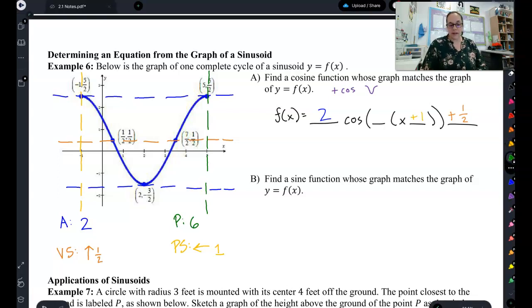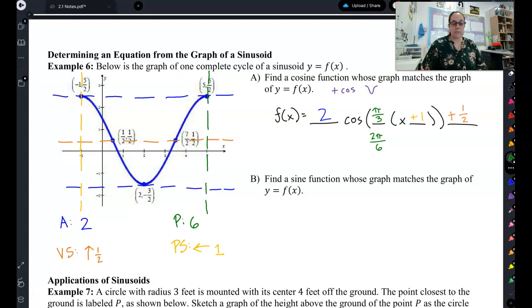And then finally, for my period, remember, this is the period, but inside the equation, I should be putting my frequency. So to convert between the two, we do 2 pi over the period. So 2 pi over 6 simplifies to a frequency of pi-thirds. And there's my equation for this graph.